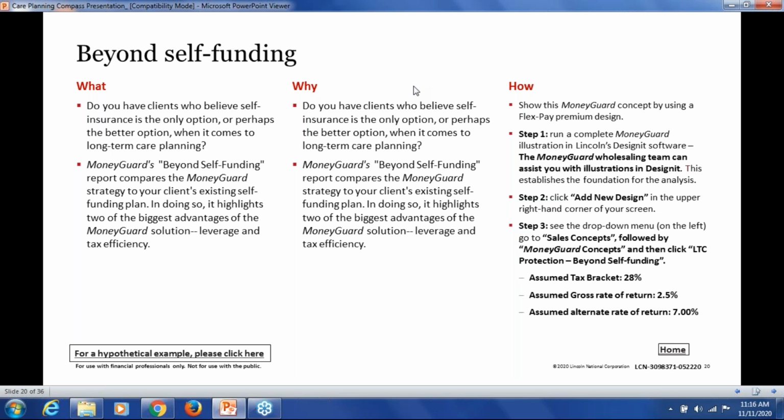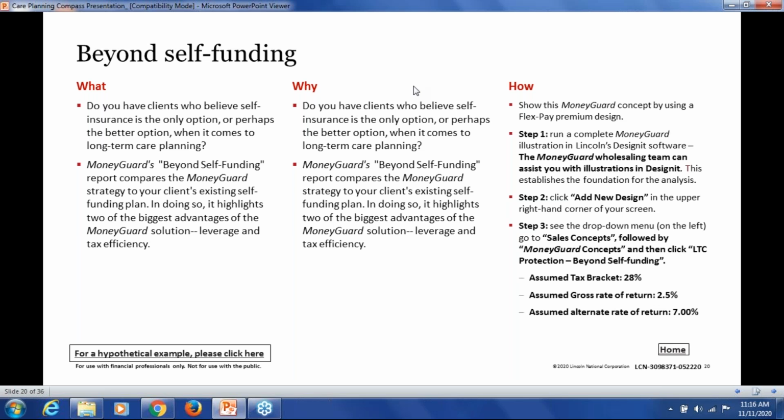Well, when you have clients who object to purchasing a policy because they believe that they're going to self-fund this need, go ahead and play along with them. Play along with this, right? Show them exactly what that's going to look like in the future. Now, luckily, Lincoln Financial has a system to show these options side by side in their illustration software. I don't have it on the screen here, but imagine this along with me, and you'll be able to see it when you get that PDF.